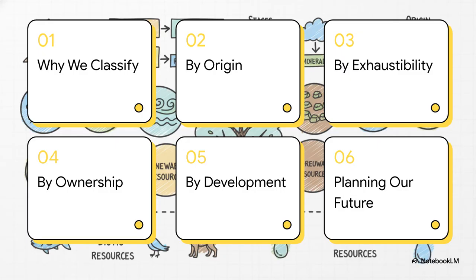So, to guide us today, we will follow this roadmap. First, we'll start with the why. Why do we even need to classify resources? Then, we will look at the different ways we do it, by where they come from, how long they will last, who owns them, and how ready we are to use them. And finally, we'll connect all these ideas to see how it shapes our future.